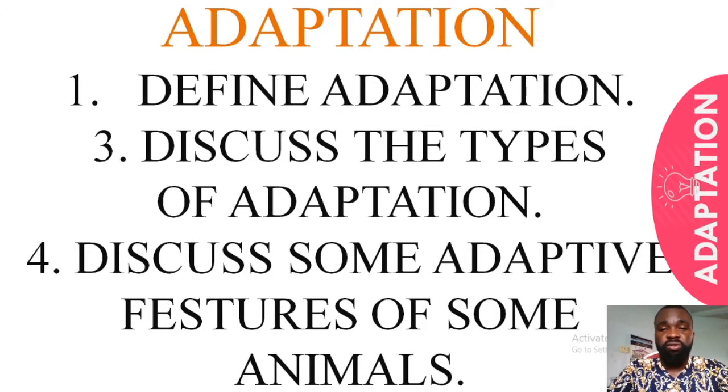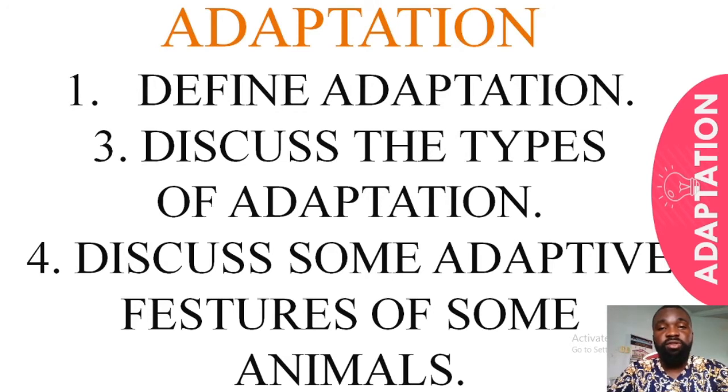And we said adaptation simply means changes that occur in a living organism to be able to live successfully in its habitat. Changes or adjustments that occur in a living organism to help it live successfully in its habitat. And we talked about types of adaptation. We said structural, physiological, behavioral. Those were the three major types of adaptation we pointed out.